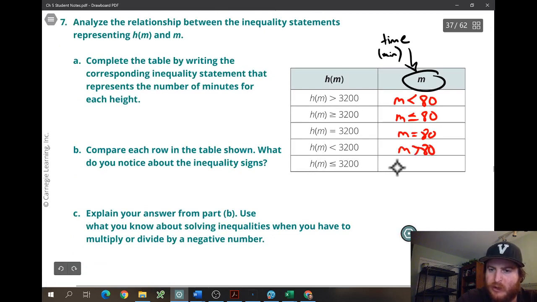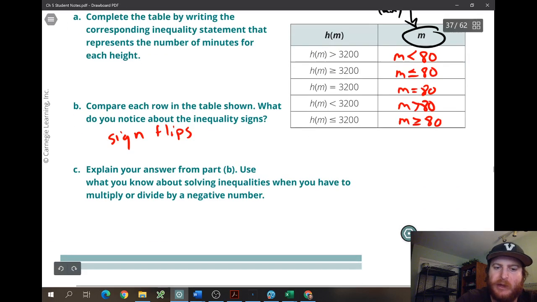And so then less than or equal to would be greater than or equal to 80. So what do we notice about each row? We notice that the sign flips in each of these rows. Now, it didn't flip before. Why does it flip now? It flips because we have a negative slope.